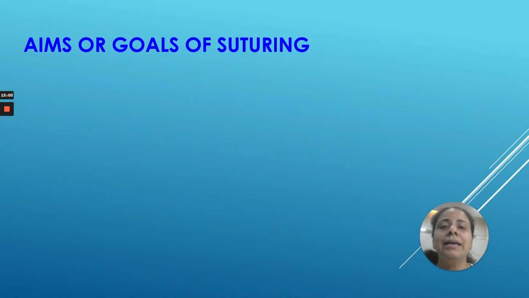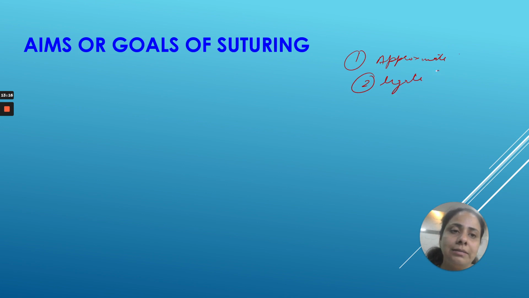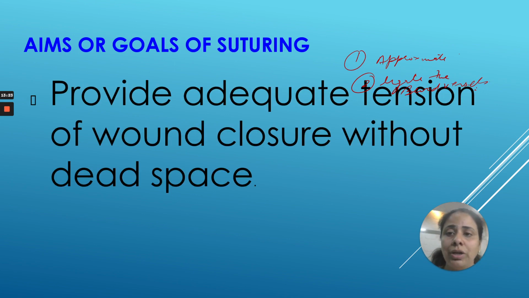So what exactly are our aims and goals of suturing? I have already told you that suturing is to approximate the tissues, and secondly to ligate the blood vessels. So what do we want to achieve with the act of suturing? We want to provide adequate tension of wound closure. Suppose this is the wound. I want to approximate this without creating a lot of dead space.